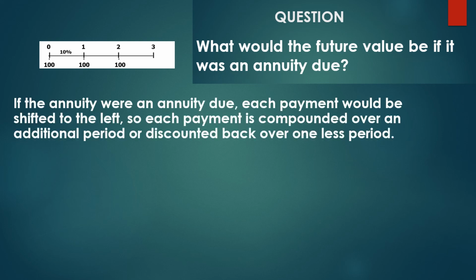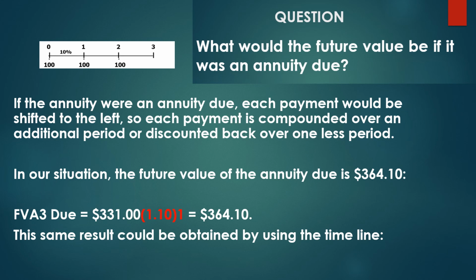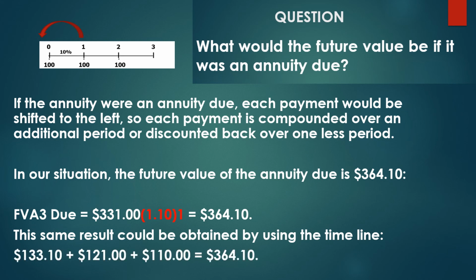Okay, so if the annuity was an annuity due, each payment would be shifted to the left. So each payment is compounded over an additional period or discounted back over one less period. So as you can see here, we have one arrow shifted to the left. A while ago it was up to here because the first payment was at the end of year 1. So here it is shifted back to the left. So therefore, we have an additional 1 period bonus. Okay, so it's an additional of 1 period.